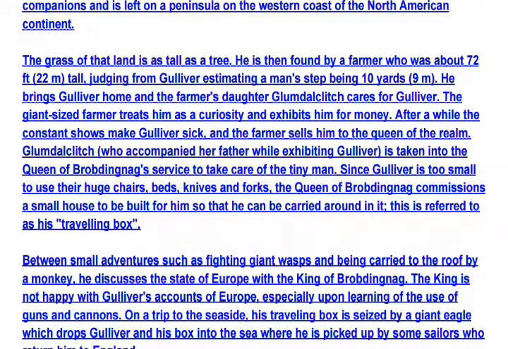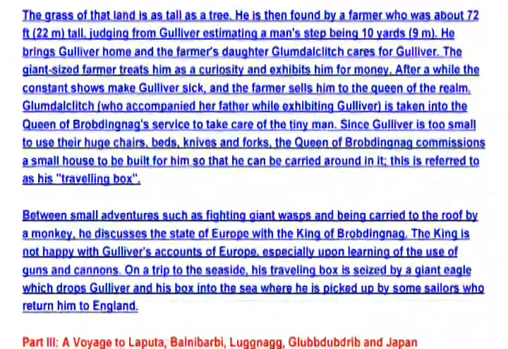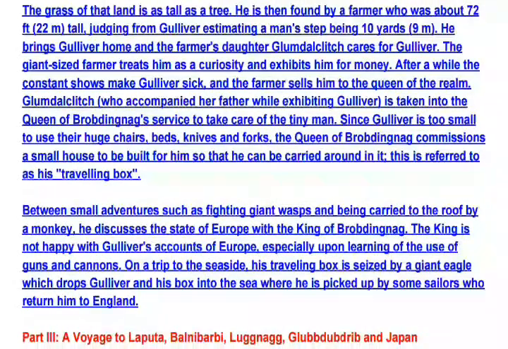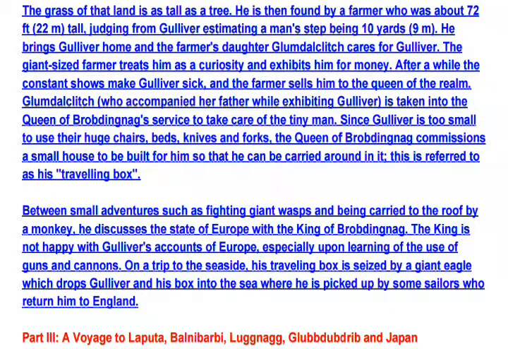He is then found by a farmer who was about 72 feet tall, judging from Gulliver estimating a man's step being 10 yards. He brings Gulliver home, and the farmer's daughter, Glumdalclitch, cares for Gulliver. The giant-sized farmer treats him as a curiosity and exhibits him for money. After a while, the constant shows make Gulliver sick, and the farmer sells him to the Queen of Brobdingnag.